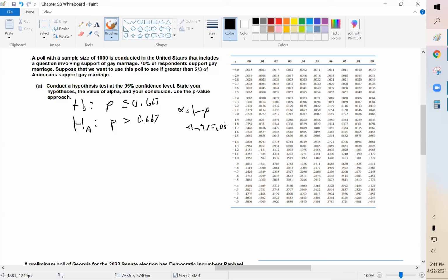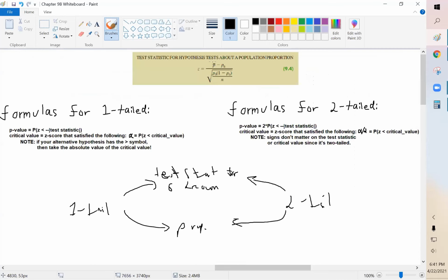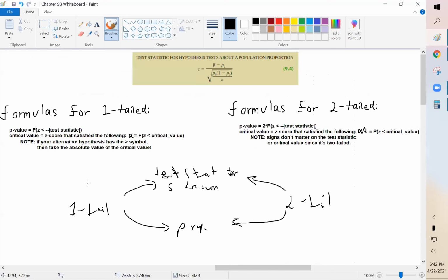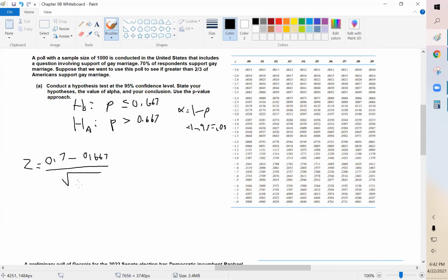Now we have what we had before. We can get started. Our test statistic is equal to our P bar minus our hypothesized P naught. Our P bar is 70%, so 0.7. Our P naught is 0.667. And now, remember, we can divide the square root. We can apply it to both. So here it's P naught times 1 minus P naught. So here we have 0.667 times 1 minus 0.667. And then we divide by the square root of our sample size, which is 1,000.